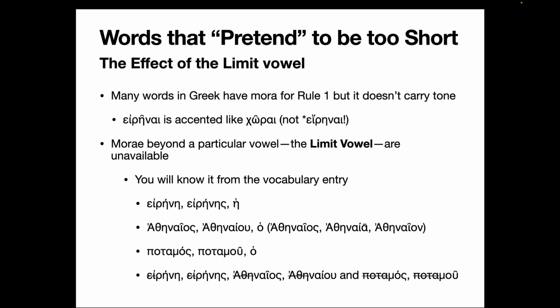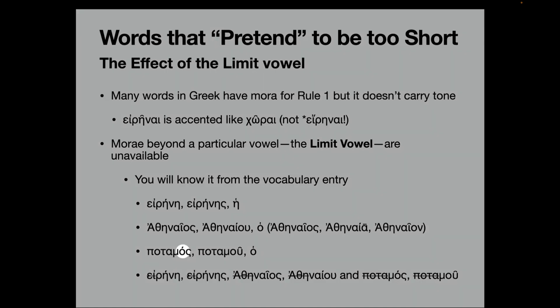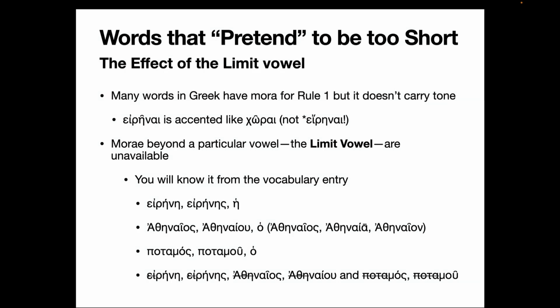We're also going to get words that have a limit vowel in their final vowel. The last vowel is the limit vowel. Something like potamos, and you can see it right there again in the nominative singular. Potamos means that nothing to its left is going to be available to carry high tone.